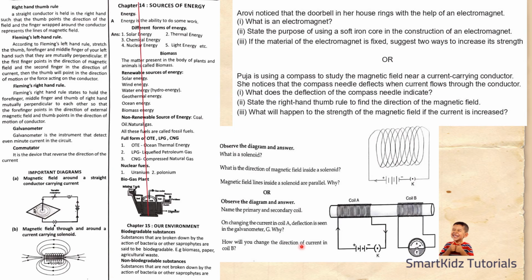But learn about the right hand thumb rule. Also learn about the difference between electric motor and generator. Okay, and as I showed you, right hand is used for generator and left hand is for motor. Learn about electromagnetic induction in this. Electromagnetic induction is nothing but one current carrying inductor inducing current in another one.